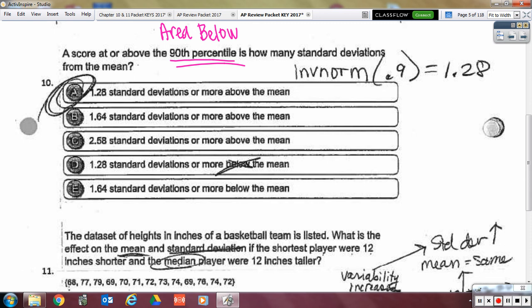And then it says, how many standard deviations is that? Well, a z-score is your number of standard deviations. So therefore, I knew I need to get a z-score for the 90th with 90% below. And that inverse norm of the area below is the z at that spot, so I inverse normed 0.9.